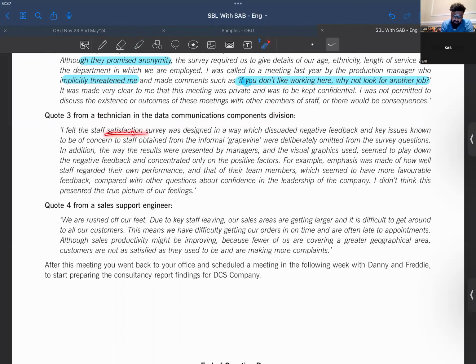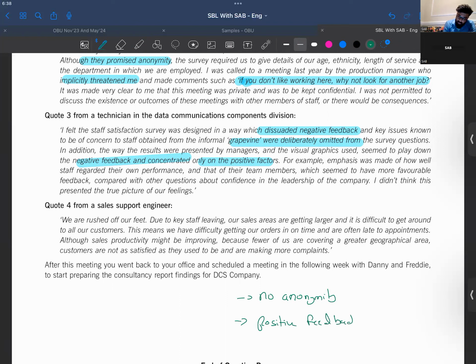I felt the staff satisfaction survey was designed in a way which dissuaded negative feedback, and key issues known to be concerned staff obtained from informal grapevine were deliberately omitted from the staff questions, right? In addition, the way the results were presented by managers and visual graphic views seemed to play down the negative feedback and concentrated on the positive factors. So they think there was no anonymity, and they only wanted to hear positive feedbacks, right?